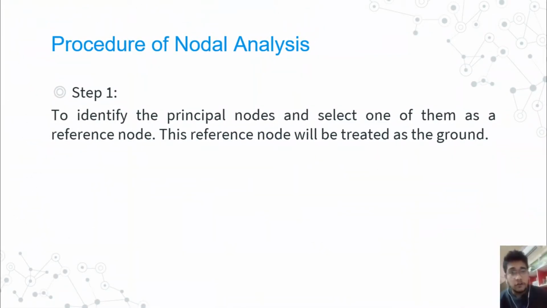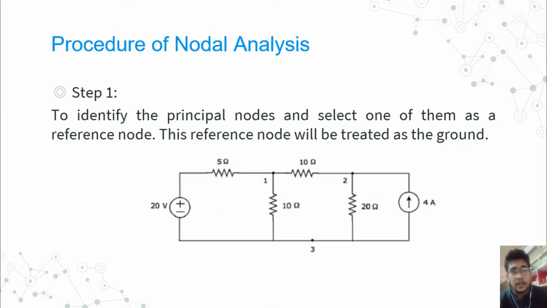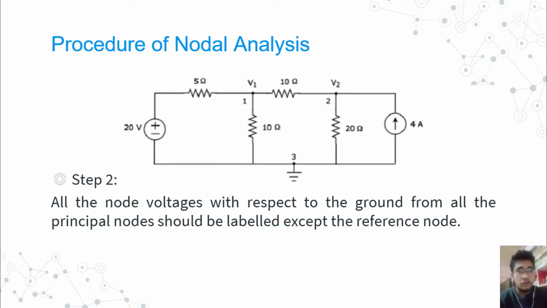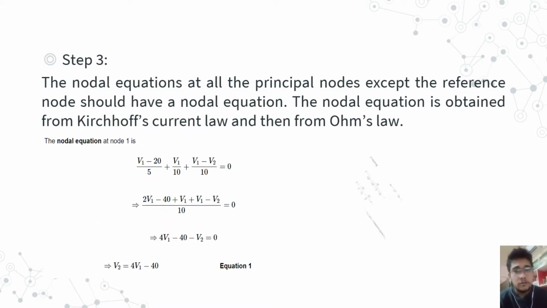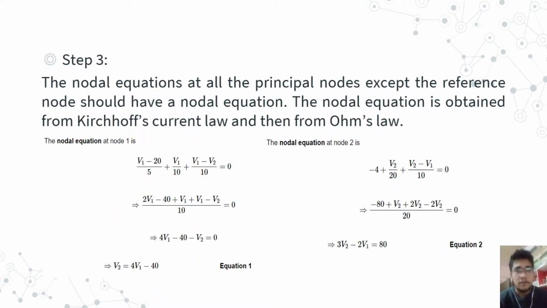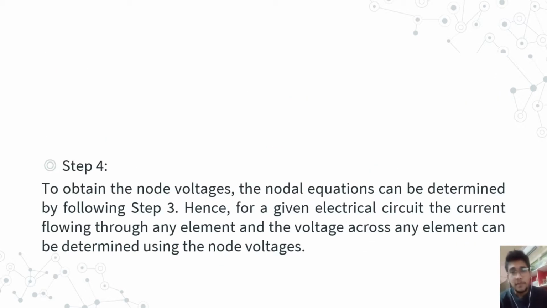The procedure of nodal analysis. For step 1, we need to identify the principal nodes and select one of them as the reference node. This reference node will be treated as the ground. Second step, all the node voltages with respect to the ground from all the principal nodes should be labeled, except the reference node. Step 3, the nodal equations at all the principal nodes except the reference node should have a nodal equation. The nodal equation is obtained from Kirchhoff's current law and then from Ohm's law. And lastly, step 4 is to obtain the node voltages.